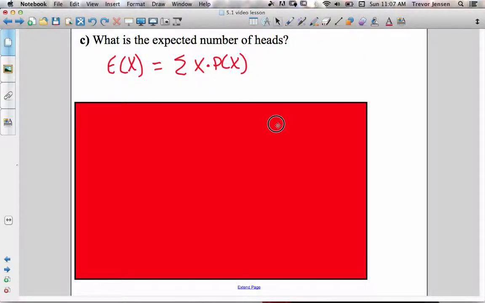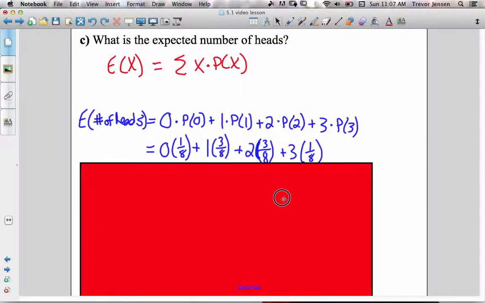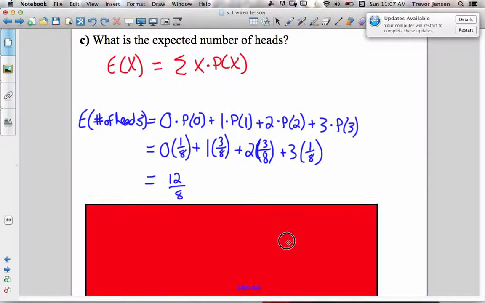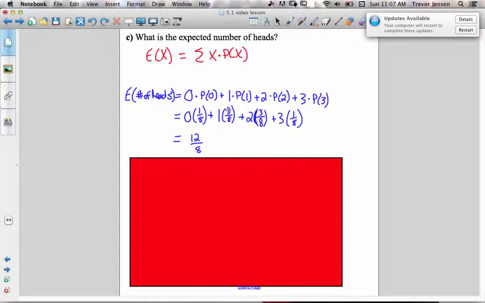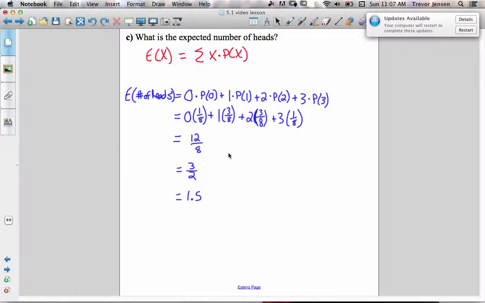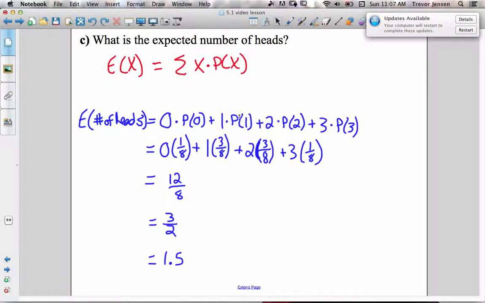And this is what we would get. I'll just delete this, so you can see it better. So we have 0 times 1 over 8, which is 0, so that's gone. 1 times 3 over 8 is 3 over 8, plus 2 times 3 over 8 is 6 over 8. So we plus 3 times 1 over 8 is 3 over 8. So we have 3 plus 6 plus 3 gives us 12 over 8, 3 over 2, which is 1.5. We would expect 1.5 heads when we flip 3 coins.